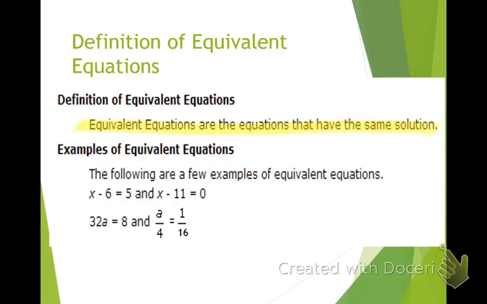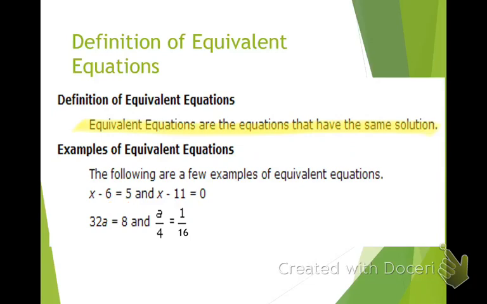And it should be pretty obvious to see that if you look at this first equation here, if you had used the subtraction property of equality to bring the 5 over to the left-hand side, you would have gotten x minus 11 equals 0, and you would have seen that it was in fact equivalent to the first equation.